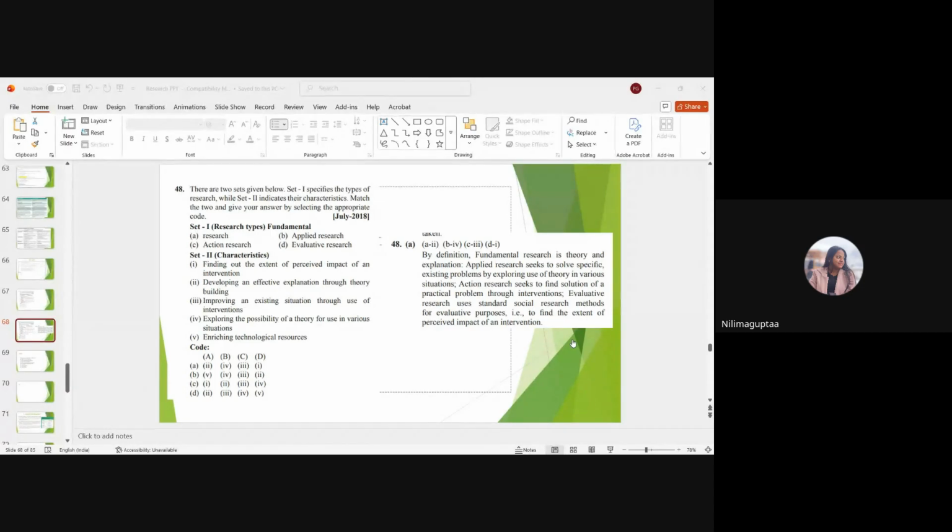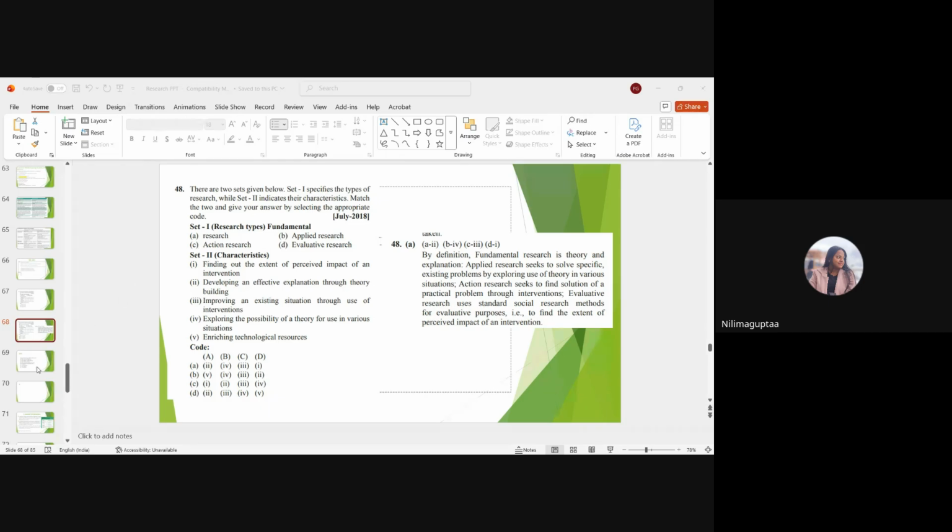Then second is applied research, that goes with option number 4, that is exploring the possibility of a theory to use. Applied is basically to use and apply. The third one is action research, and that goes with the option 3, that is improving an existing situation, the keyword improving. And the fourth one is evaluative research, and that goes with option 1, finding out an extent of perceived impact. Since we have not done evaluative research, but it is quite understood, when we are evaluating, we are seeing the impact and intervention of the same.